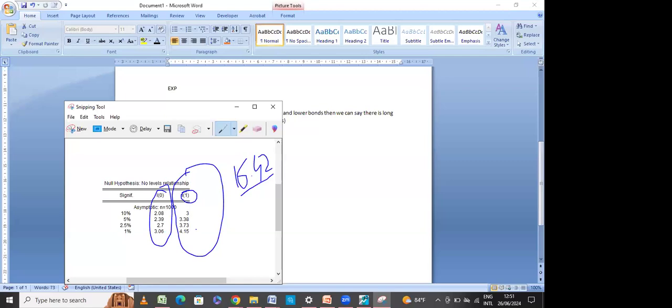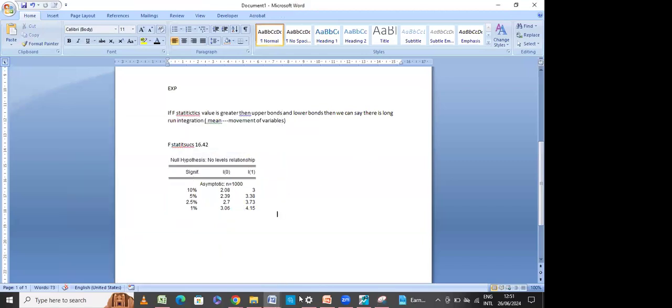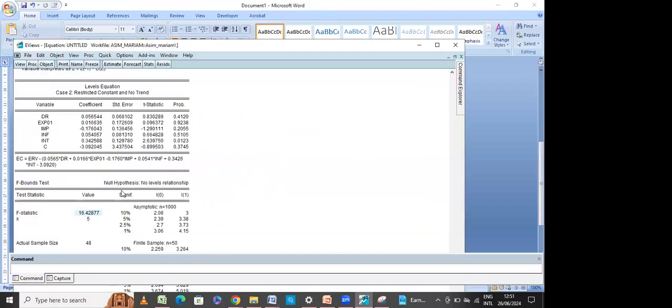And sometimes our values are between the lower bound and upper bound. So we can simply say that the co-integration is inconclusive. So here I have my values. My values are greater than the upper bound. So I can say there is co-integration among the variables.